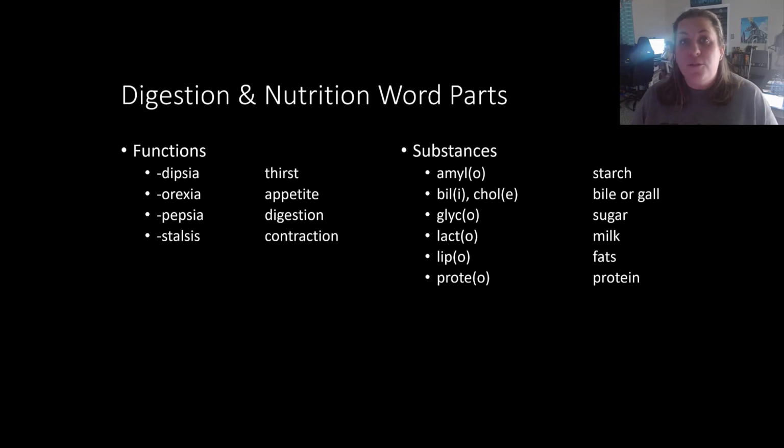The normal desire for food is called your appetite. Normal digestion is called eupepsia. So if you have normal digestion, that's what we would call that. Peristalsis was talked about previously, and that's the rhythmic contractions of the muscles of the digestive tract.